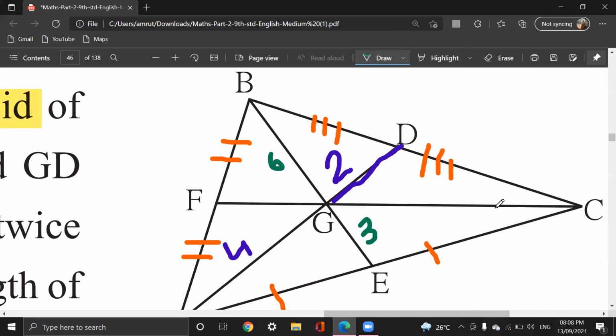All right. And finally, the third median is CF. So first you measure this part, CG. If you find it as 8 centimeters, then GF will be exactly 4 centimeters.